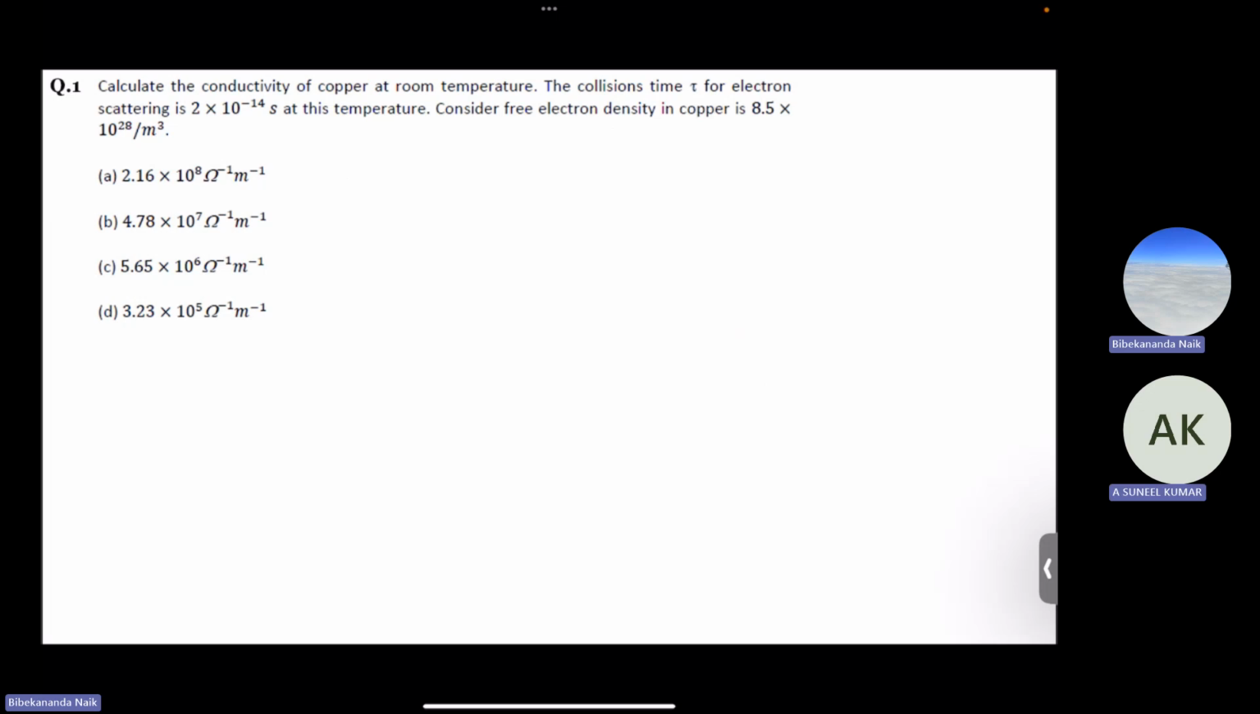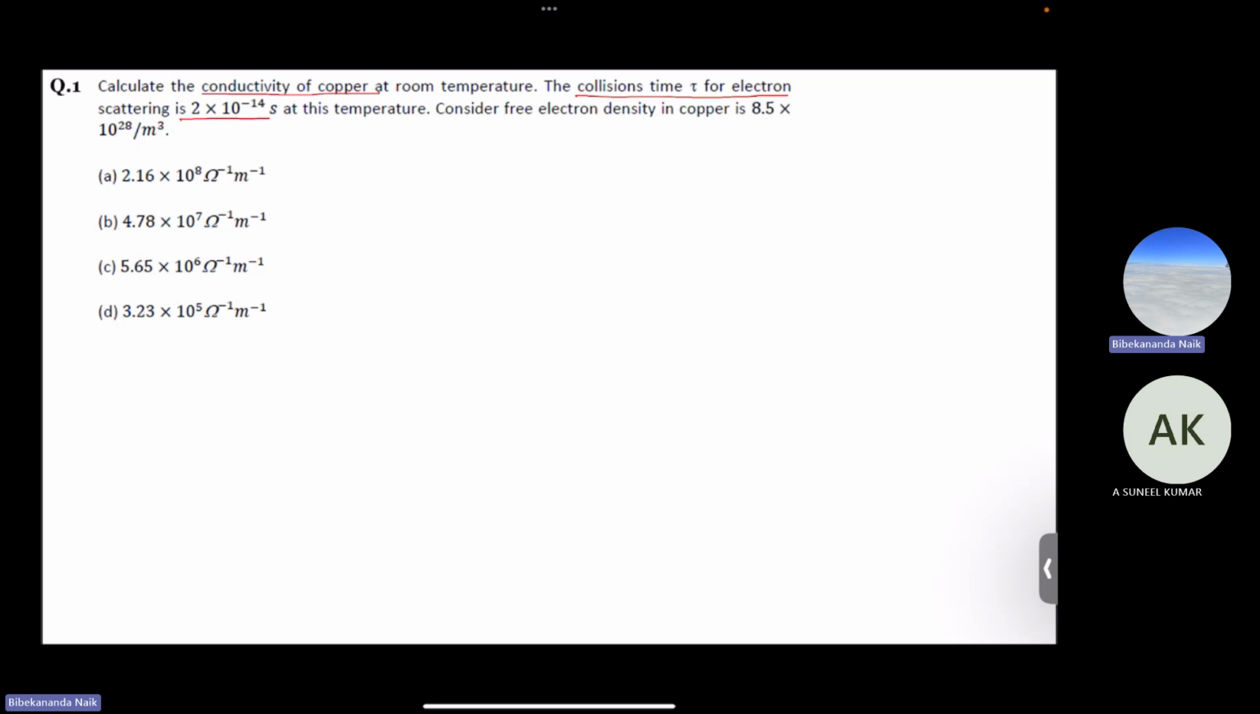Now we will solve a few problems based on the concept of electrical properties of matter covered in this week's lecture. The first question says, calculate the conductivity of copper at room temperature. The collision time tau for electron scattering is 2 into 10 to the power minus 14 second at this temperature. Consider the free electron density in copper to be 8.5 into 10 to the power 28 per meter cube. So here we need to calculate the conductivity of copper.